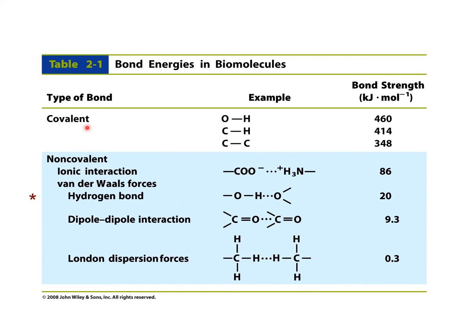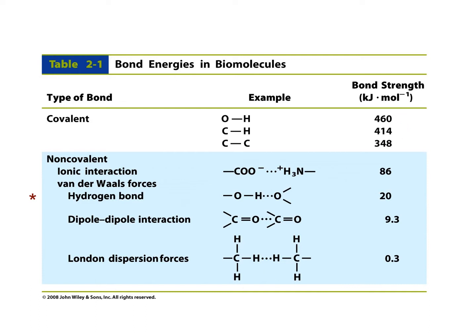First one is the covalent bond, which ranges from 300 to 800 kilojoule per mole for their energy. And among those different covalent bonds, the carbon-carbon, carbon-hydrogen, or oxygen-hydrogen covalent bonds are the most relevant ones to biochemical systems. And they range around 300 to 400 kilojoule per mole, which is not too strong or not too weak.